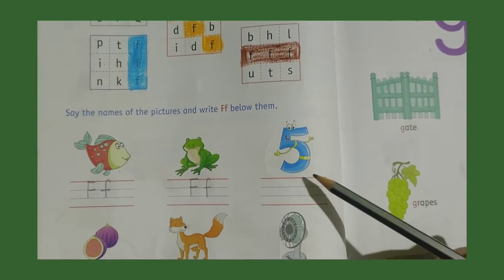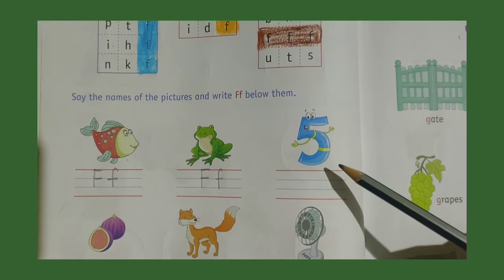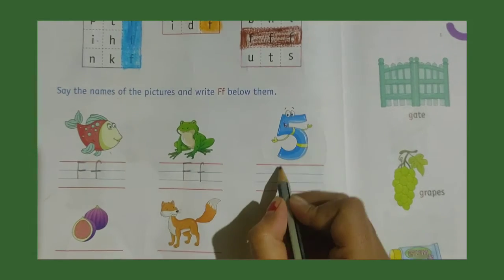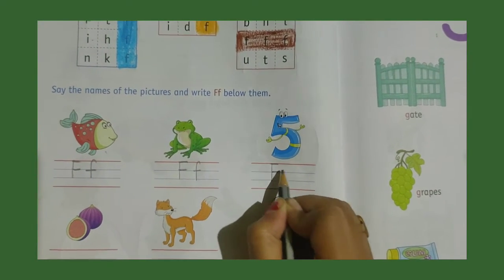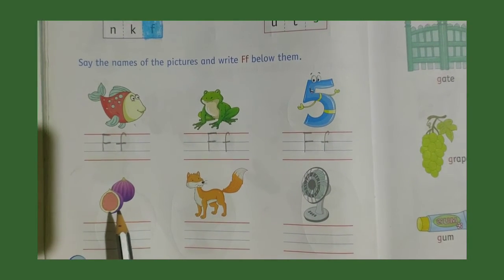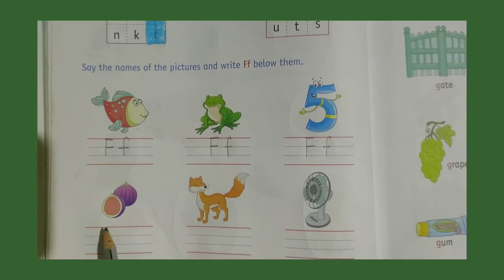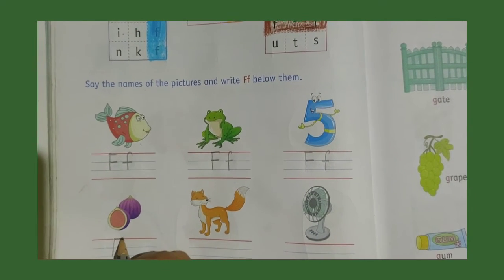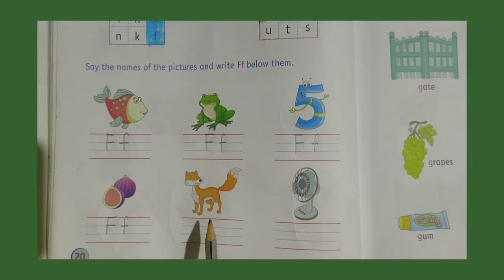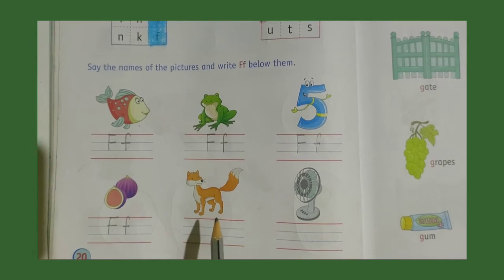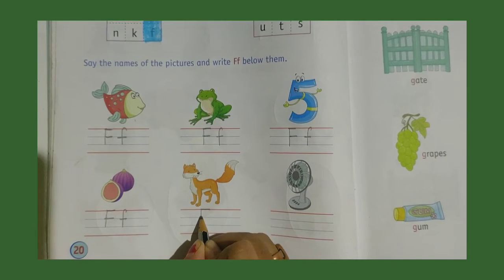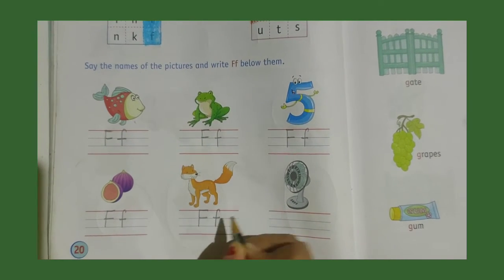Okay. Next picture. What is the number? This is the number 5. First you have to write capital F, then small f. Then this is the picture of a fruit. The name of this fruit is fig. So first write capital F, then write small f. Next picture, this is the picture of an animal. What is the name of this animal? Fox. First you have to write capital F, then a small f.